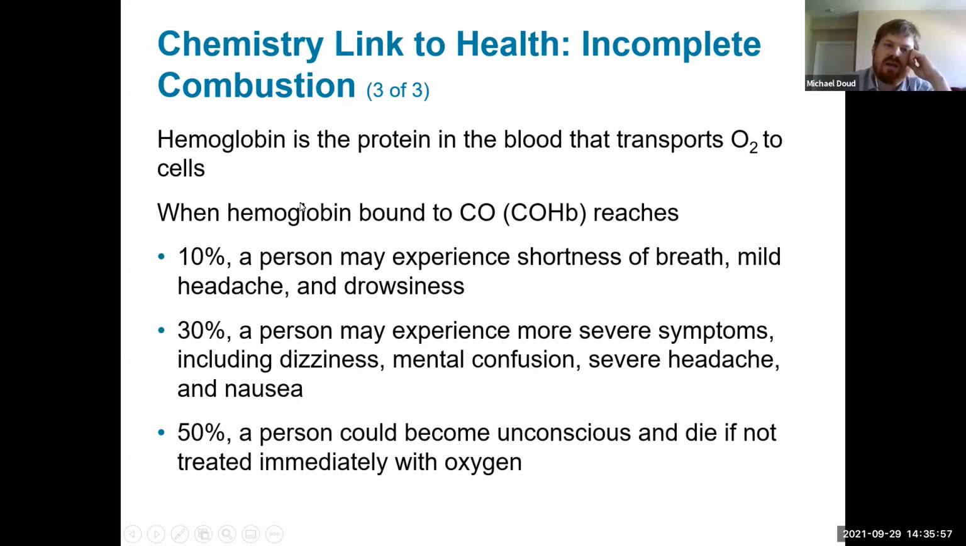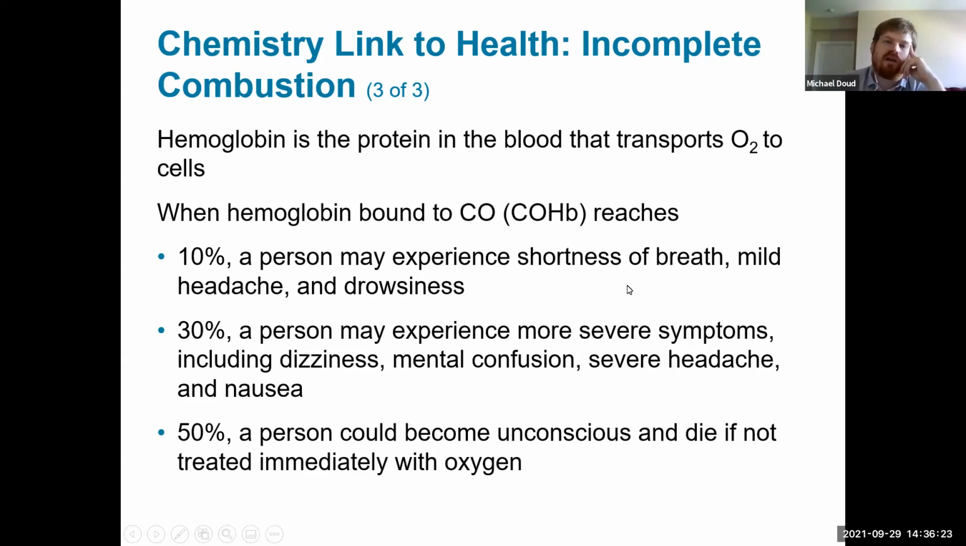When the hemoglobin bound to carbon monoxide reaches about 10%, that's when you're going to have shortness of breath, a mild headache, and drowsiness. If it gets to 30%, that's when dizziness, mental confusion, severe headache, and nausea will hit. And then finally, at 50%, a person could become unconscious and die if not immediately given oxygen treatments.